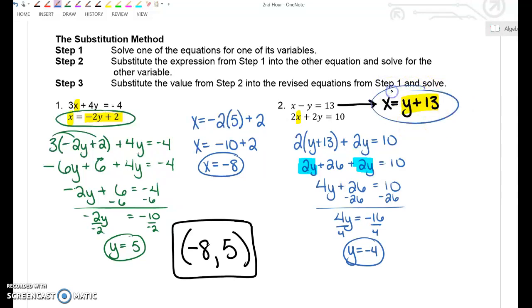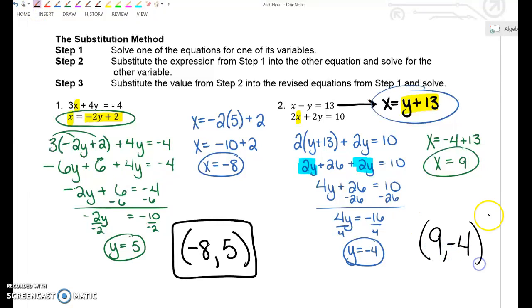I would pick your revised first equation if I were you, because it's going to be easier to get your answer. So x equals negative 4 plus 13. What is negative 4 plus 13? That's right, it's 9. So our solution is 9, negative 4. You are not done until you have written your answer as an ordered pair with the x first and the y second.